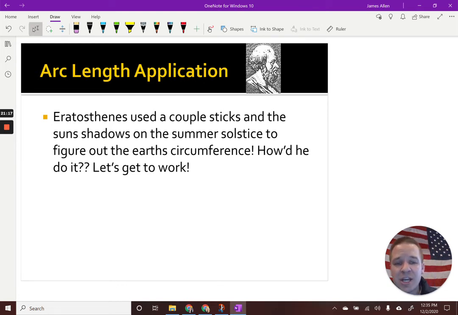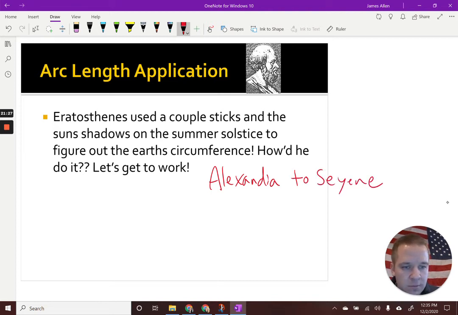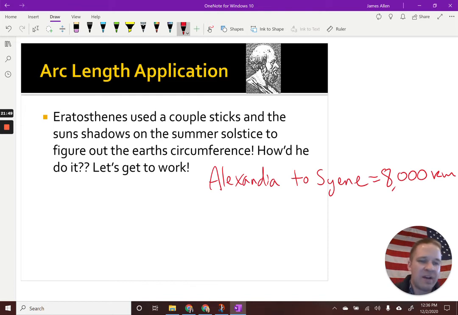Okay? So what he did is he had a dude go from Alexandria to Syene. There's actually one less E in there. Good thing it doesn't exist anymore, I don't think, because it's Egypt, I believe. So he had a guy go from Alexandria to Syene and found that distance, like he had the dude pace it out, okay? He paid a guy to walk and pace it out, and it was 8,000 kilometers, because everybody uses kilometers but us. They use the metric system.